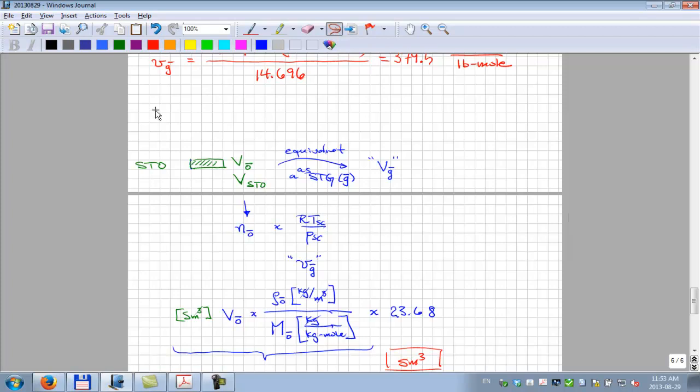So that's gas equivalent of stock tank oil. And then there's going to be one final strange conversion we're going to do before we retire today.